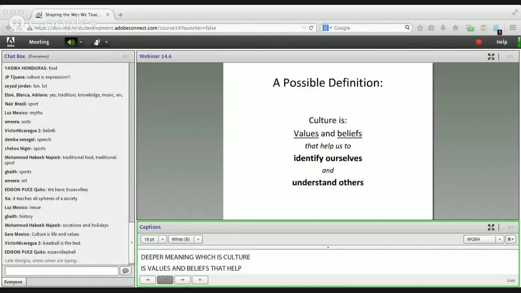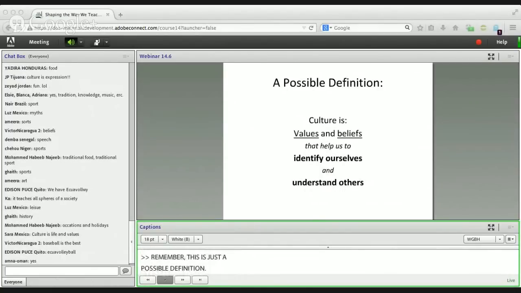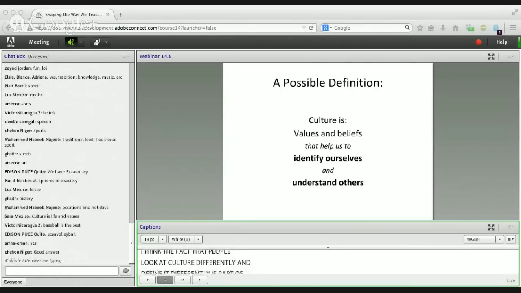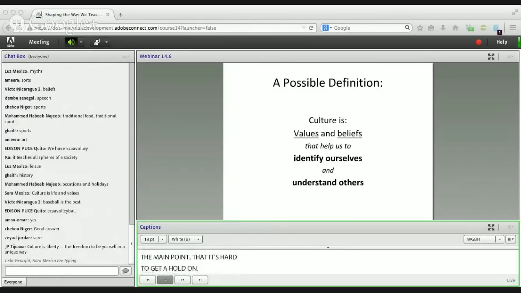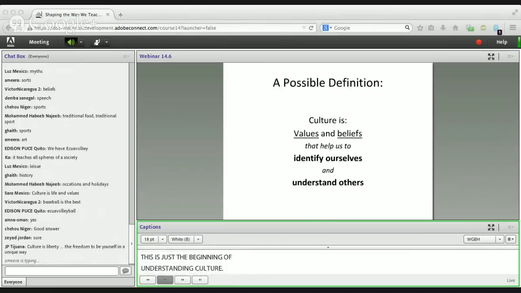And remember, this is just a possible definition. You may have another way of describing it. I think the fact that people look at culture differently and define it differently is part of the main point, that it's hard to get a hold on. It's not something that is static or unchanging. And this is just the beginning of understanding culture. One of the key points that we want to get across in this webinar is that culture is made up of many, many things that are not visible or not readily obvious.